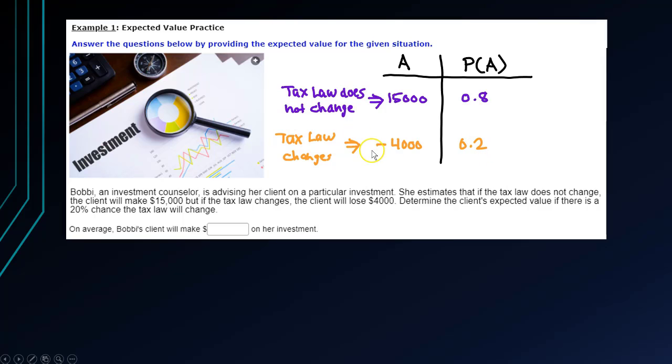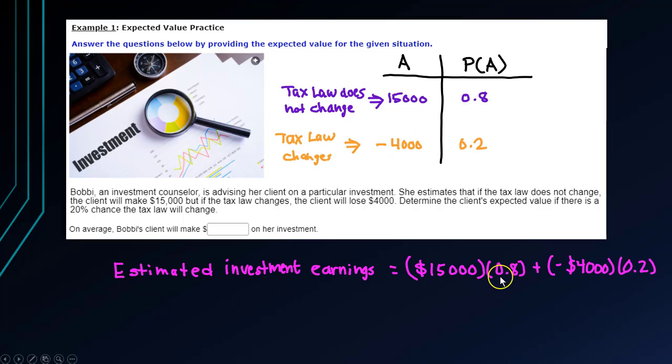And so I'm going to do the expected value the same way I did the previous one. I'm going to take the $15,000 times 0.8 plus negative $4,000 times 0.2, which gives me $12,000 minus $800, which is $11,200. So basically, on average, Bobby's client will make $11,200 on this investment.